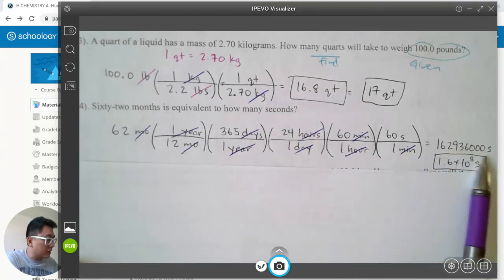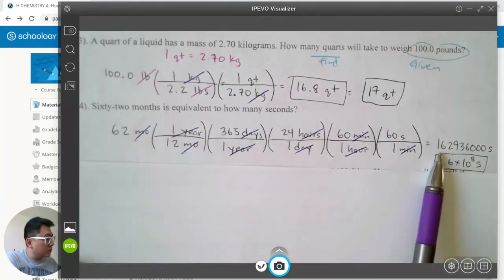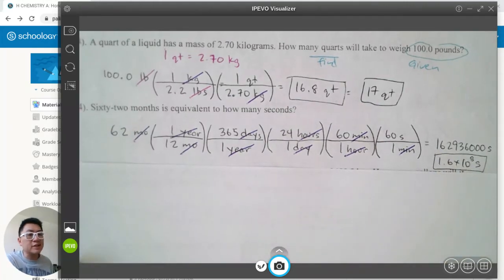On my calculator, I got that big number. If you want to be technical, round that to 2 sig figs, which is 1.6 times 10 to the 8th seconds. So 10 to the 8th, that's about 160 million seconds.